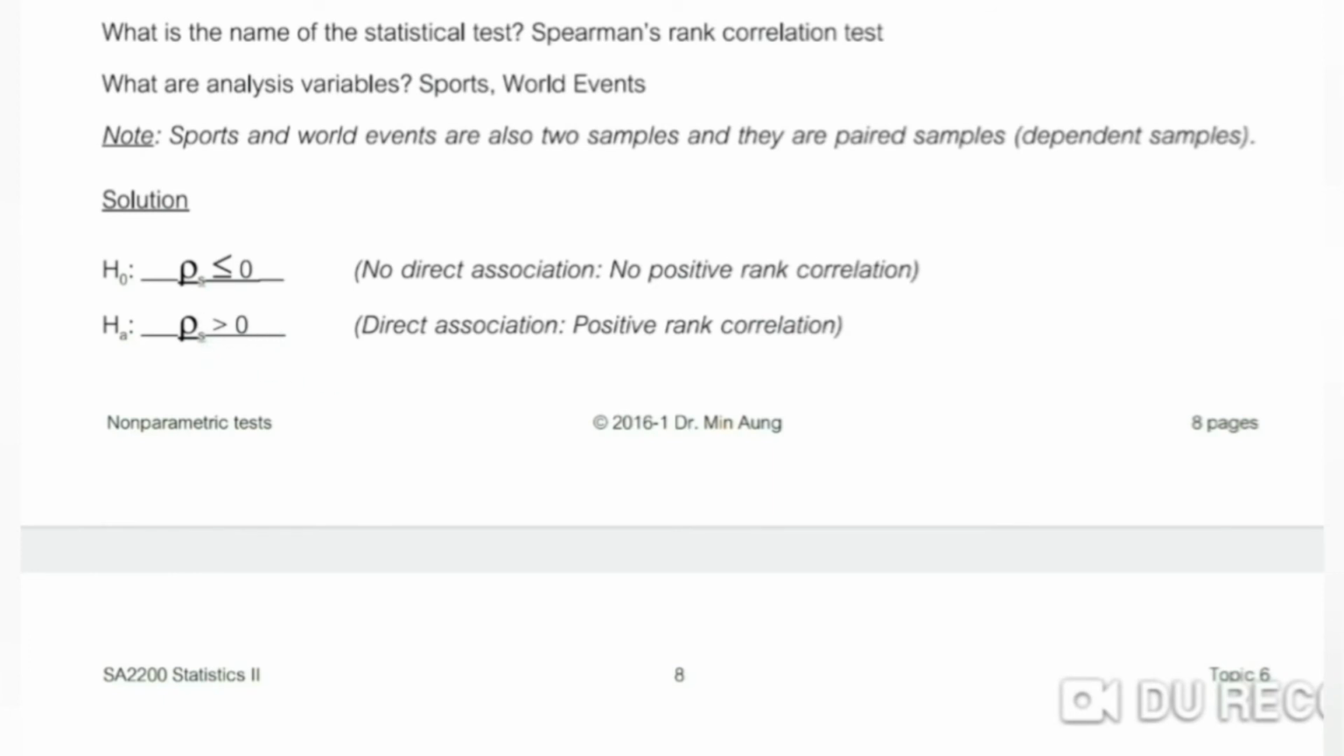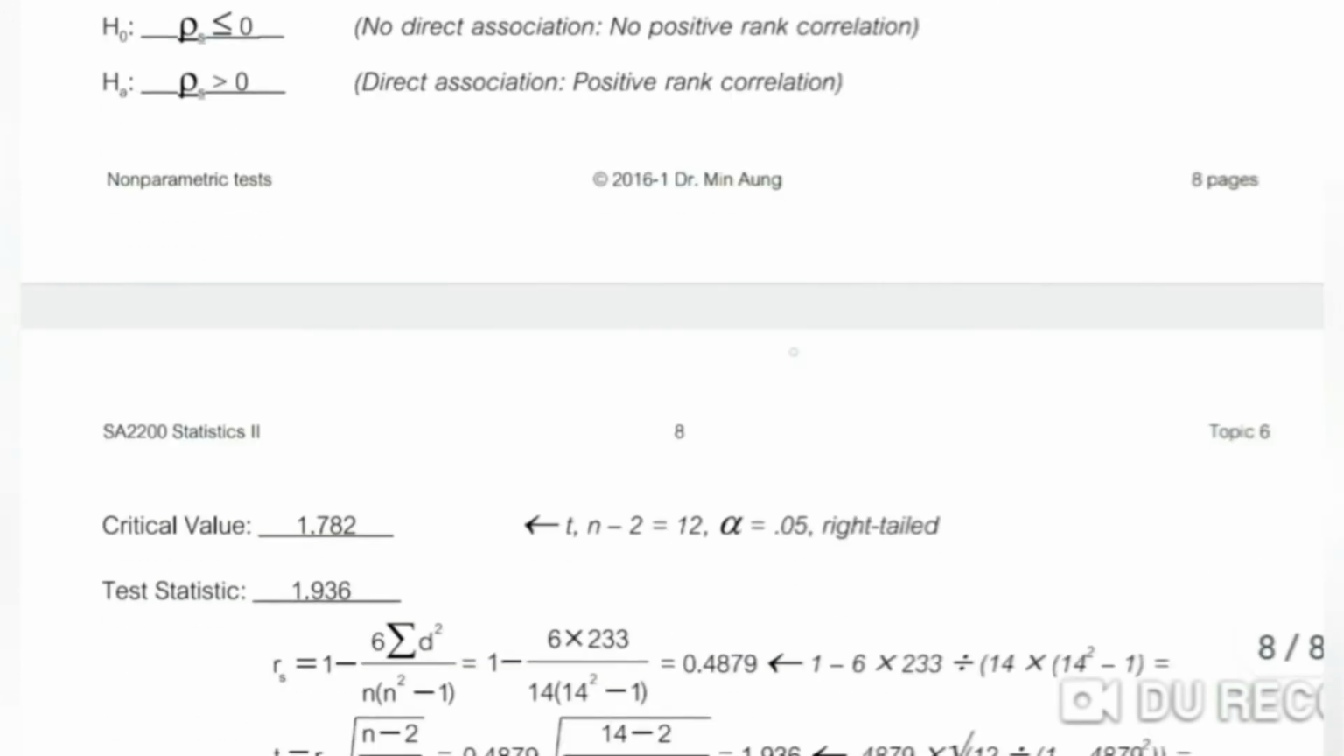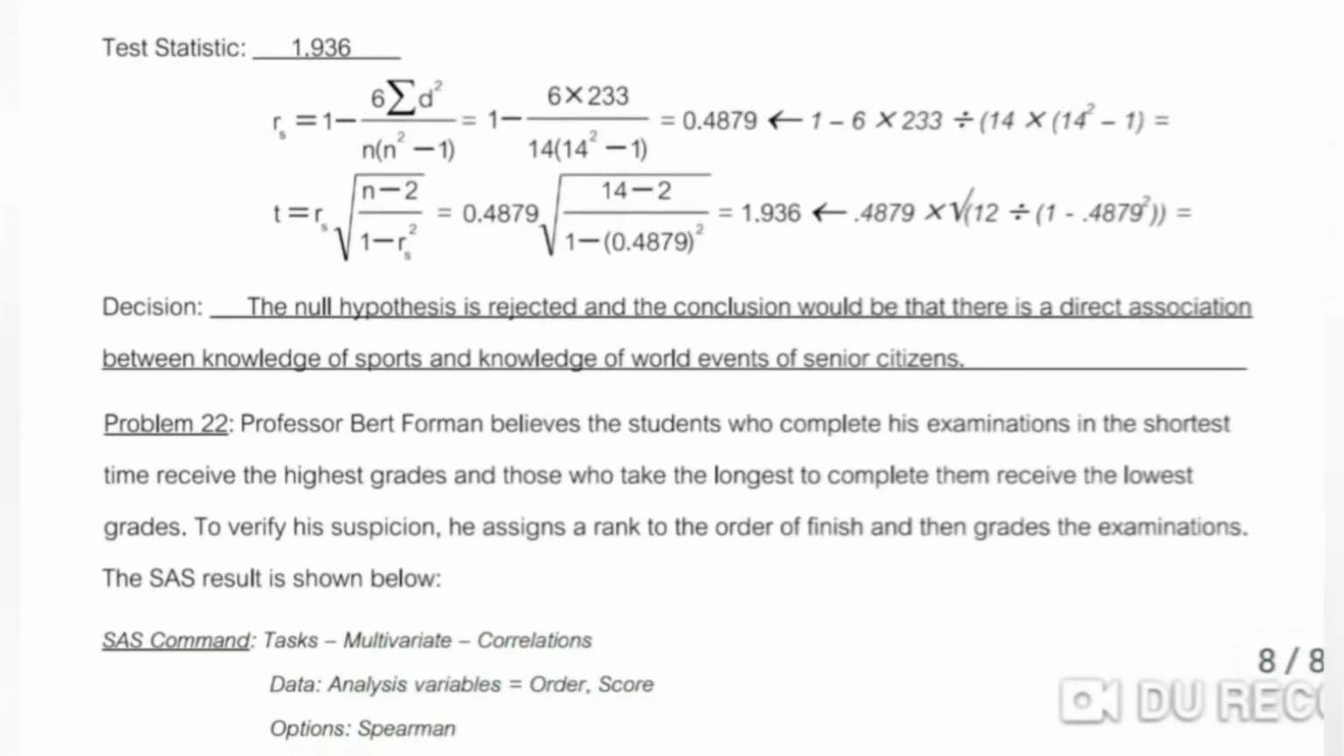Then how do we write? There is a significant positive rank correlation, you can write. Or if you answer the original question, there is a direct association, HA, between X and Y. What are X and Y? Knowledge of sports and knowledge of world events. So you write completely like this.